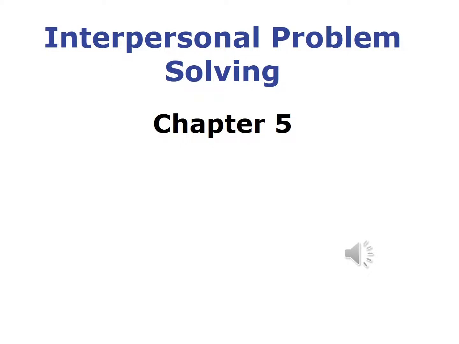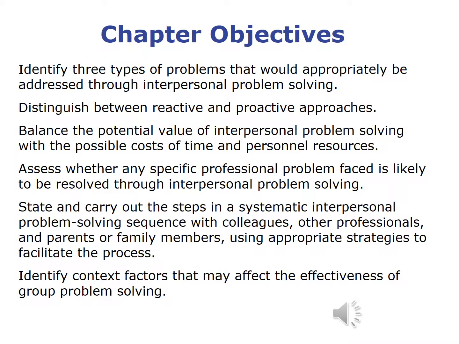Chapter 5, Interpersonal Problem Solving. The chapter objectives include the following. Identify 3 types of problems that would appropriately be addressed through interpersonal problem solving. Distinguish between reactive and proactive approaches. Balance the potential value of interpersonal problem solving with the possible cost of time as well as personnel resources.